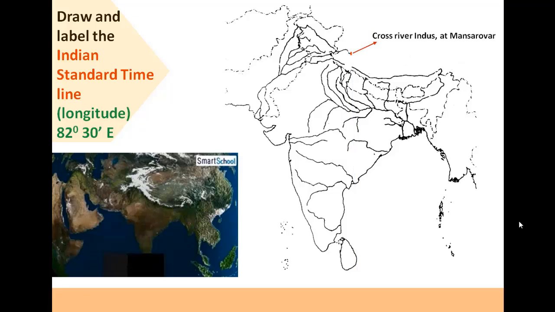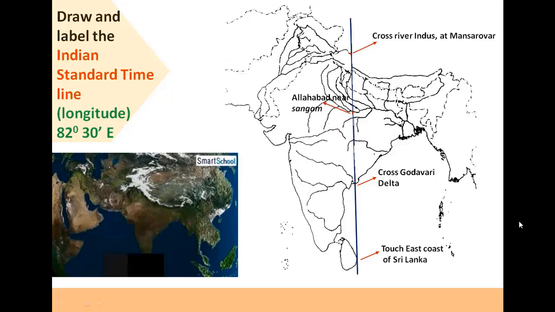From north to south, mark at the tip of the Indus River. Next, mark at the confluence of the Ganga and Yamuna Rivers. Next, mark at the eastern edge of the Godavari Delta, just like shown on the screen. Followed by that, mark on the eastern edge of Sri Lanka. Now join these markings with the help of a ruler. With little practice, one can draw this IST line perfectly on the map of India.